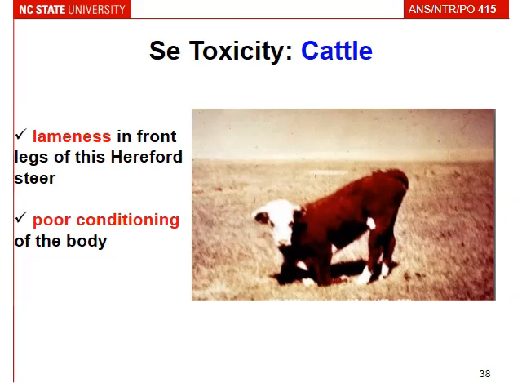So here we can see indication of some selenium toxicity, and I will let you guess where this particular steer is being raised, which area where it would be subjected to selenium toxicity. And you can see that it is very lame in the front legs, and it has very poor conditioning within the body.